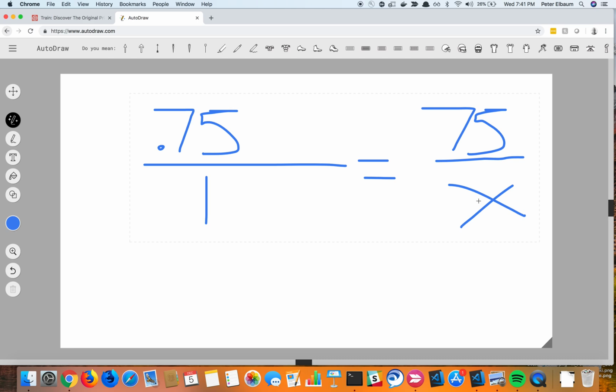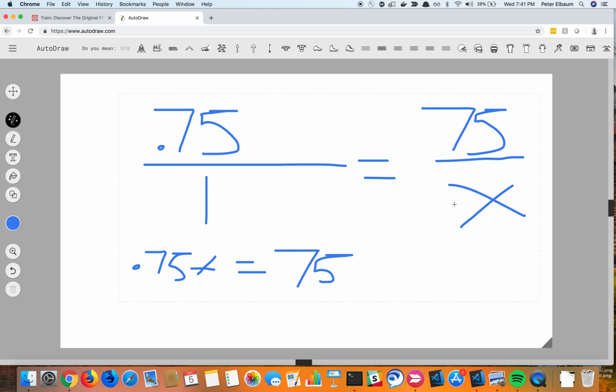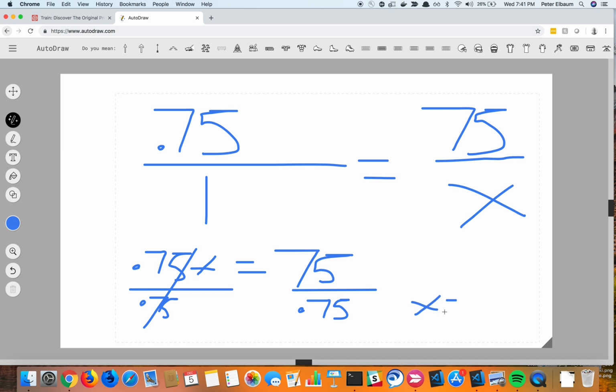We already know the answer to that is 100, but you cross multiply, so then you have down here 0.75 times x is equal to 75, having cross multiplied here, and then 75 times 1, of course, is 75. We divide by 0.75, which cancels out here, and then 75 divided by 0.75 is 100. So then x is equal to 100.